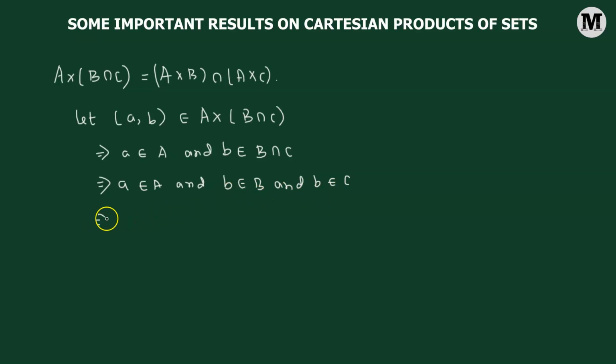Now what we can do, we can combine the two statements and rewrite it as a belongs to A, the element a belongs to A, and we have the element b belonging to the set B.